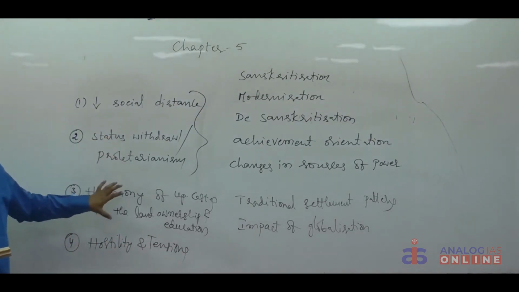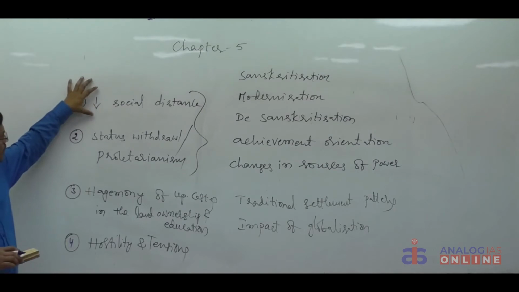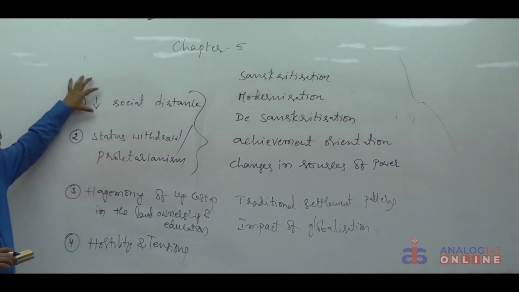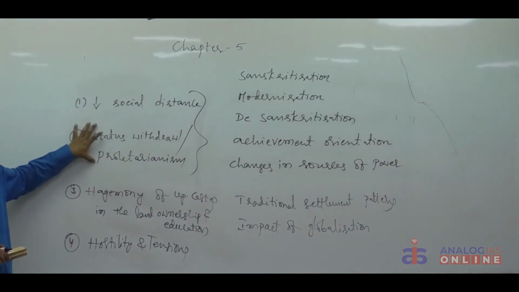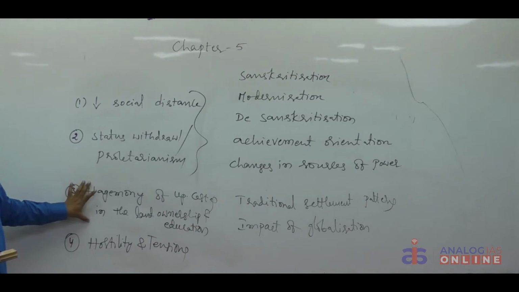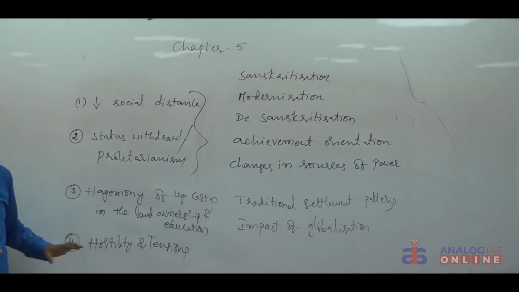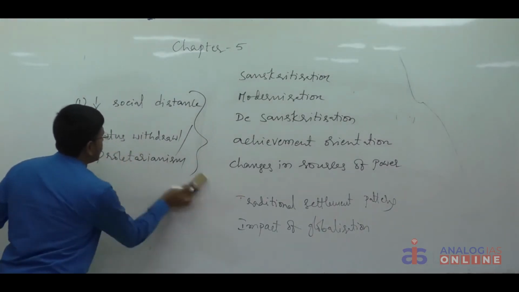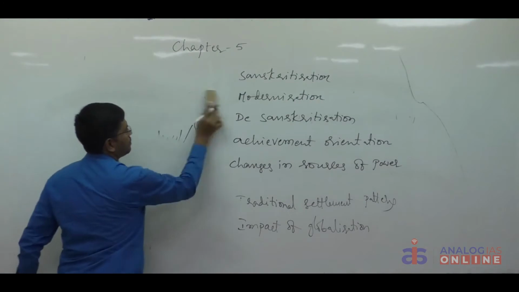These are the changed patterns. Once again, I am repeating, there are four major changes with respect to intercaste relations. One is decrease in the social distance between the higher caste and lower caste; status withdrawal or proletarianism; hegemony of the upper caste with respect to land ownership and education; and hostility and tensions. This is about changed patterns of intercaste relations in the villages.